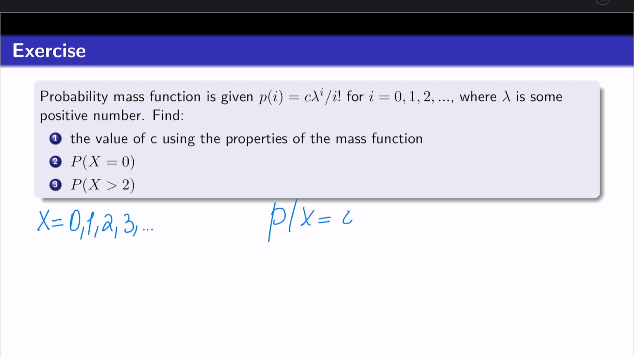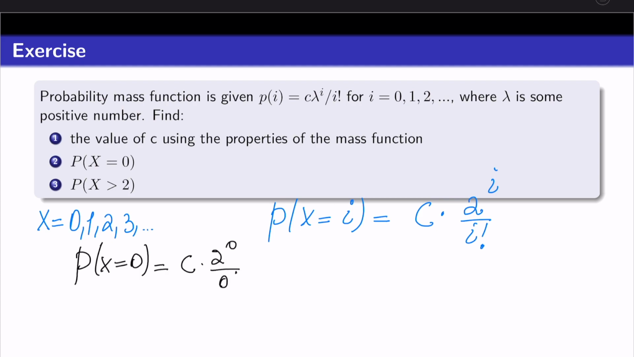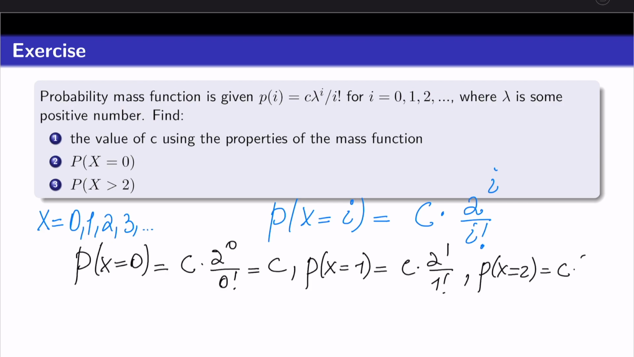Okay? It appears the probability of having the number of cars equal to i is equal to some constant times 2 to the power of i divided by i factorial. Okay? What does it mean? It means that the probability that there will be no cars passing through in a particular minute is going to be equal to some constant times 2 to the power of 0 divided by 0 factorial, which is C. Okay? Probability that there will be 1 car passing through is C times 2 to the power of 1 divided by 1 factorial. Probability that there will be 2 cars is C times 2 to the power of 2 divided by 2 factorial, and so on.